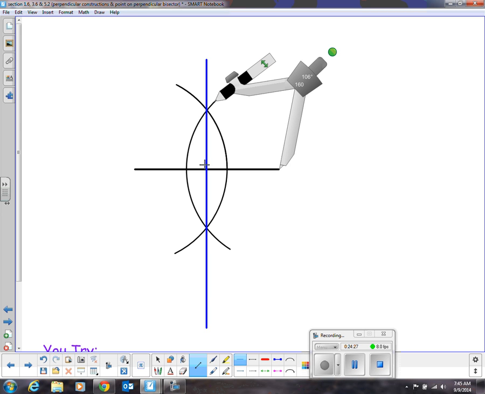Now, you have to mark it. So you've got to mark the perpendicular, and you've got to mark that the segments are congruent.